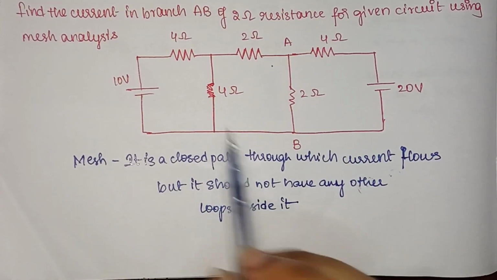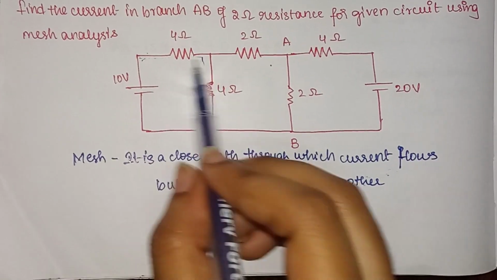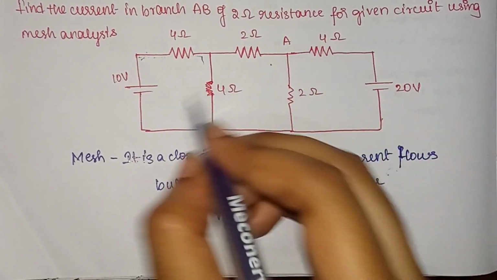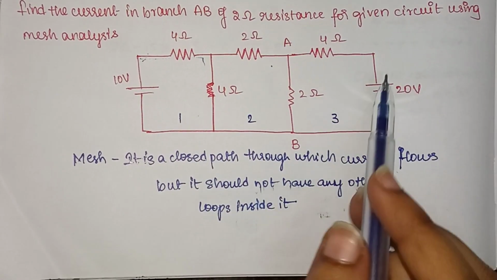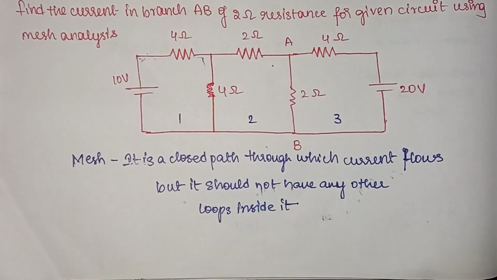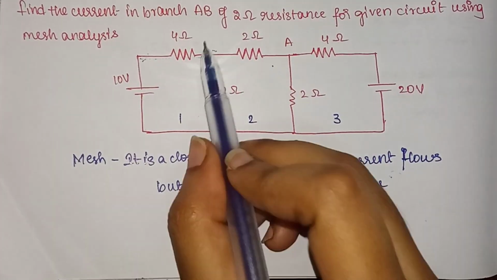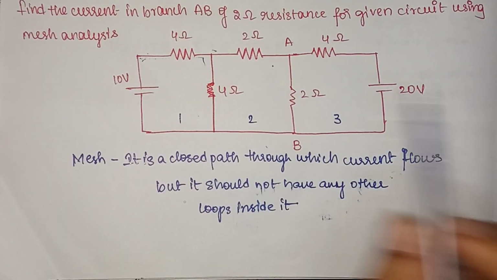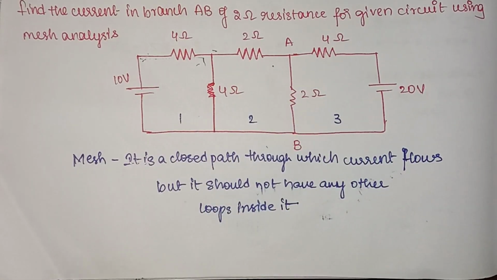So if you consider this circuit, this particular thing is a mesh because it is not having any loops, and this is a mesh. This is a mesh. So you're having totally 3 meshes in the given problem. But if you consider this whole circuit, this is not called a mesh because it is having loops inside it again. So this is not called a mesh. But instead, if you are considering one loop each, then it is called a mesh.